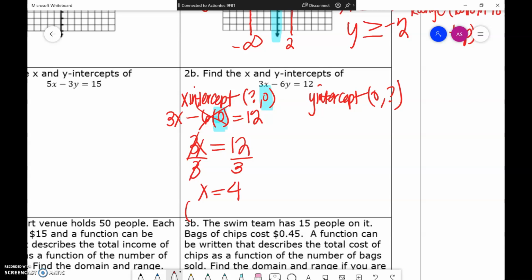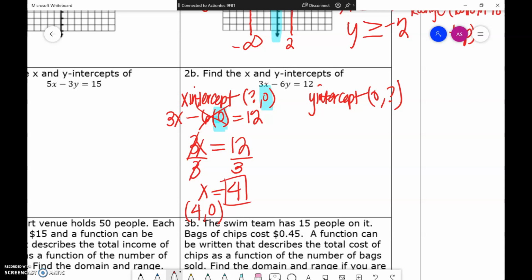Okay, please remember to write your intercepts as coordinate points. For the test, let's say you're using a Scantron, or let's say you're doing it on the computer. You want to make sure that you just put 4 for your answer, okay?